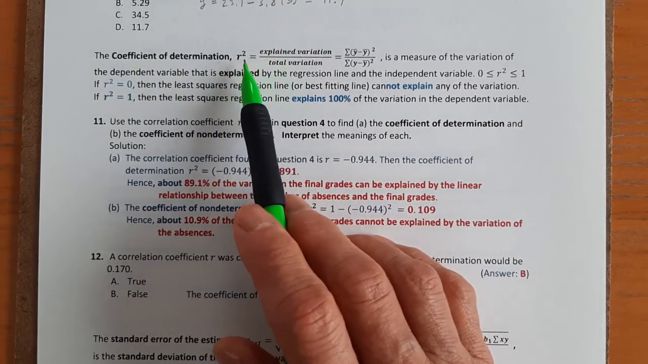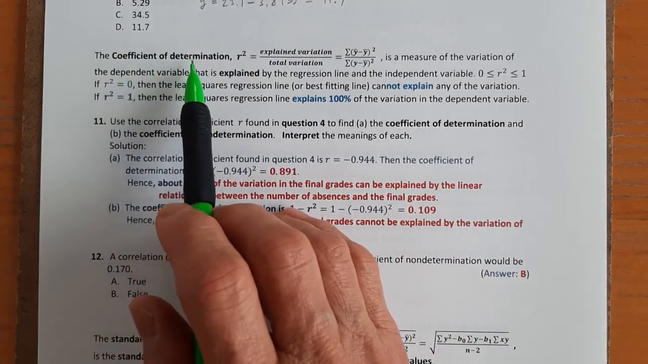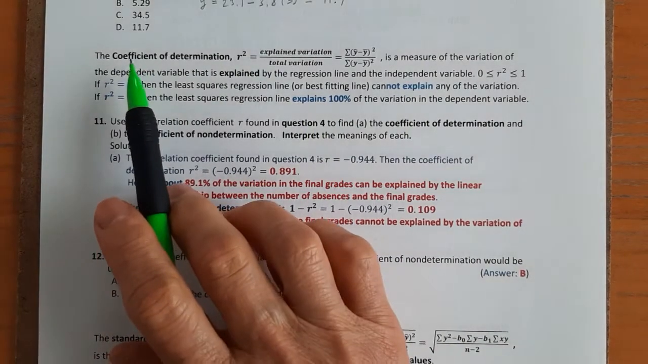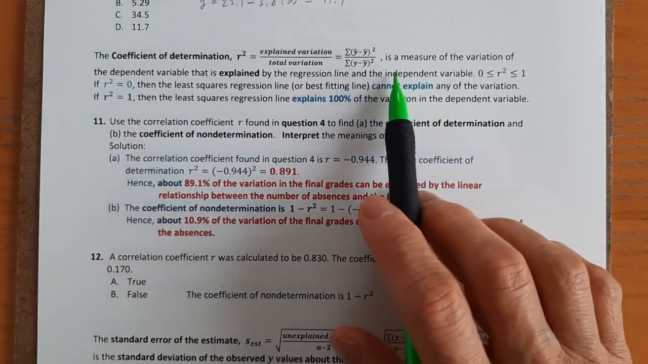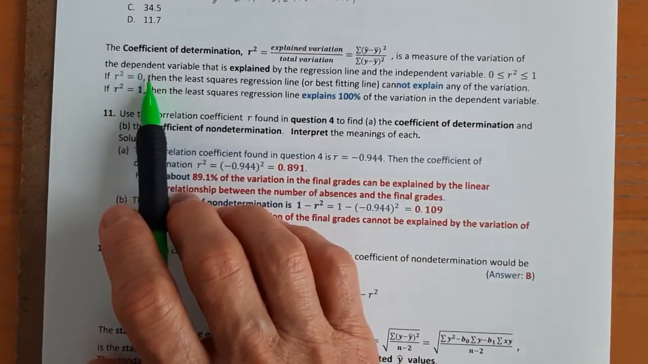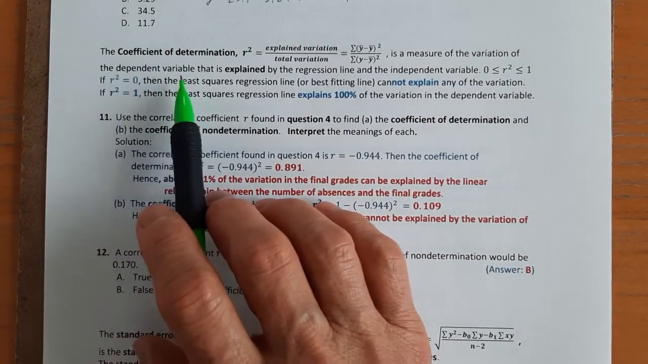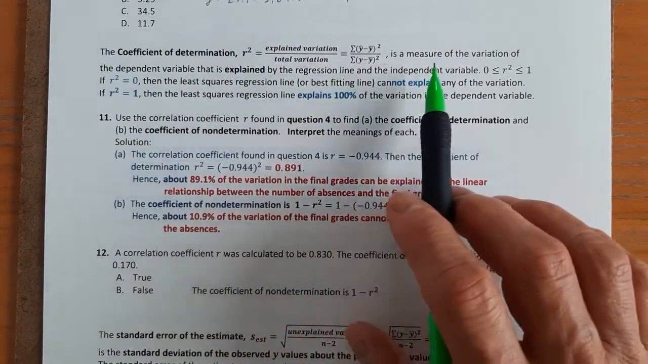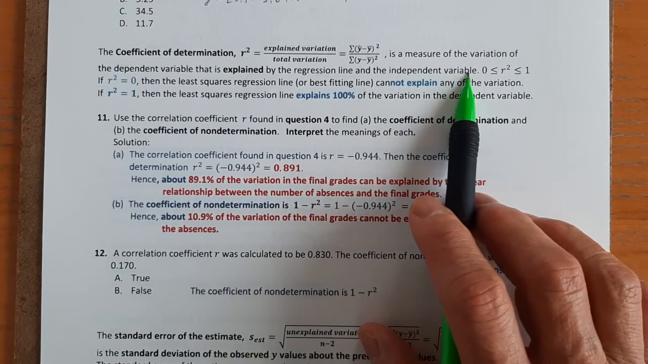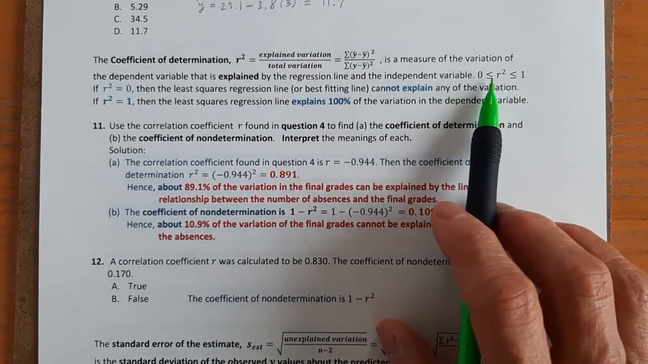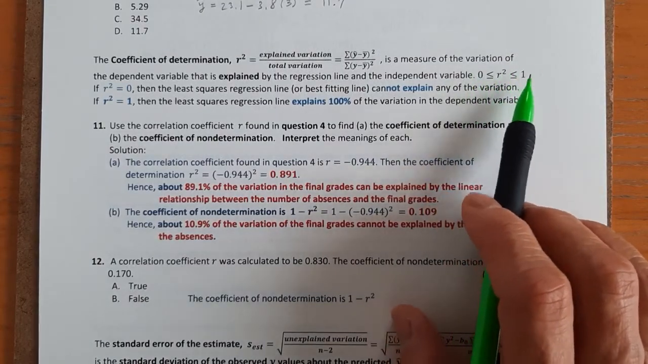This R squared is what we call the coefficient of determination, which is the correlation coefficient squared. It is a measure of the variation of the dependent variable y that is explained by the regression line and the independent variable x. Since R squared is positive, R squared is greater than or equal to 0 and less than or equal to 1.